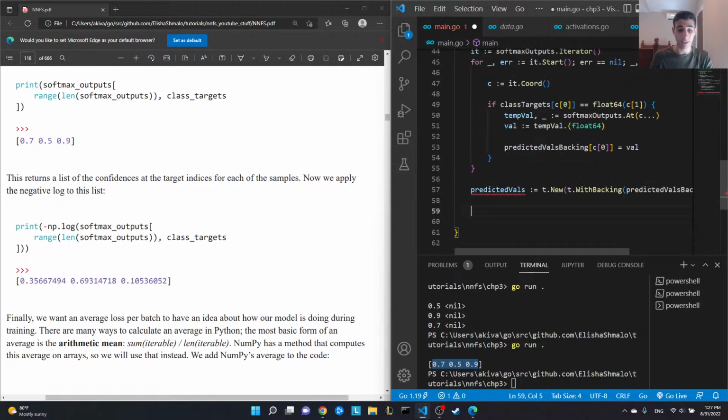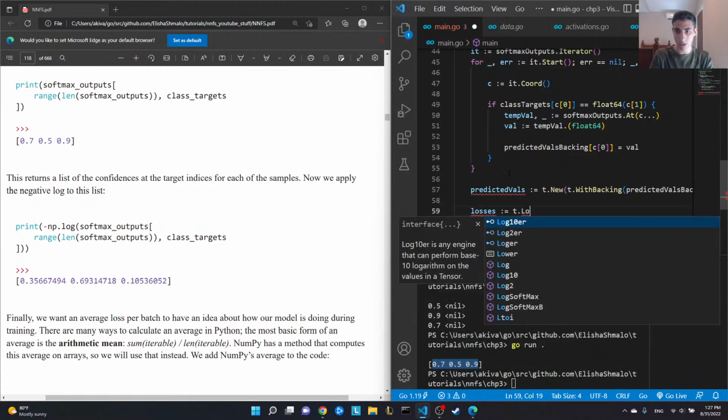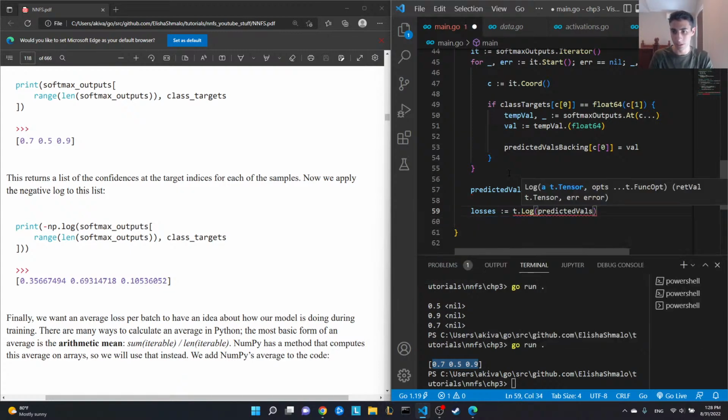And now let's get the log of that. So losses, colon equals t dot Log of predicted vals, and this is actually going to return an error as well, so we should handle for that. Can I just do ml dot? Nah. Do I have a function to handle error? No. Okay, fine.